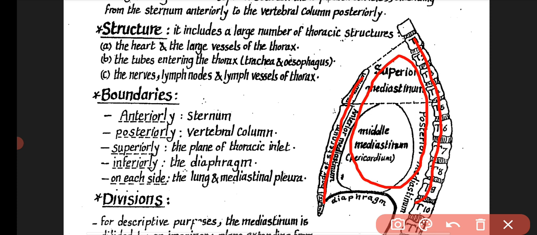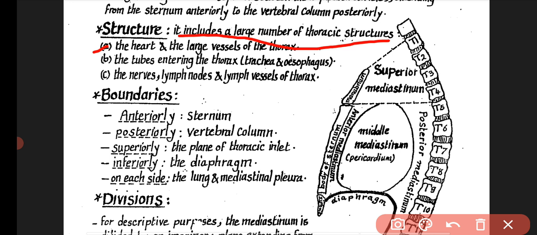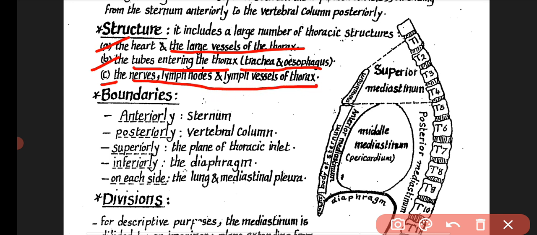Now come to the structures. What structures are in the mediastinum? It includes a large number of thoracic structures, mainly the heart and the large vessels of thorax. First is the heart and the large vessels of thorax. Next are the tubes entering the thorax, from the mouth, the trachea and the esophagus. And third are the nerves, lymph nodes and lymph vessels of thorax.